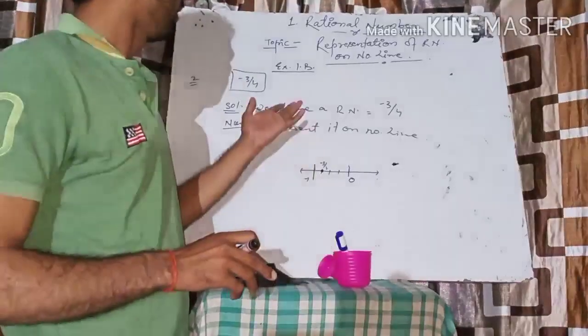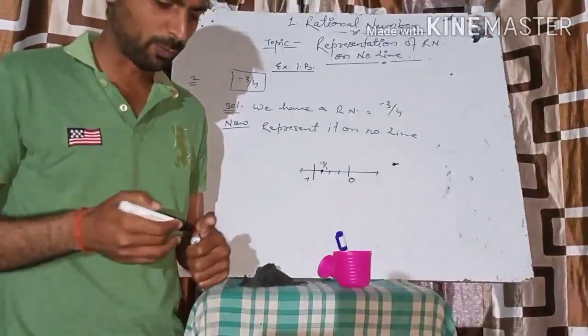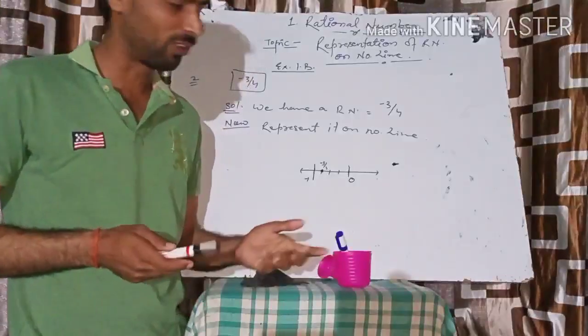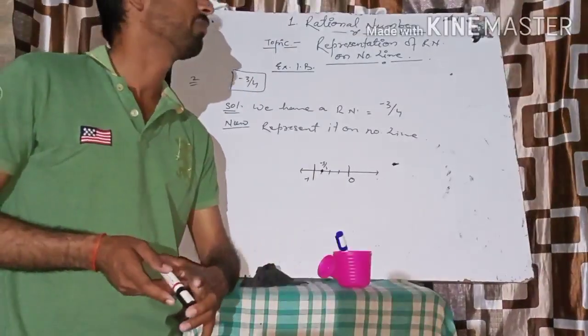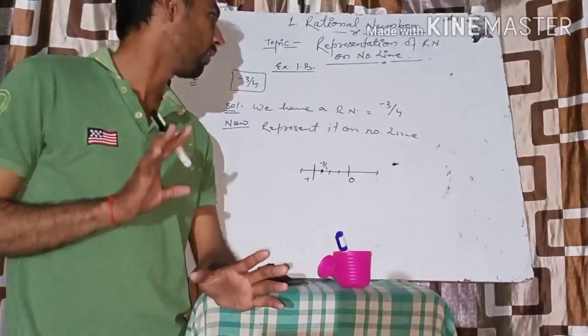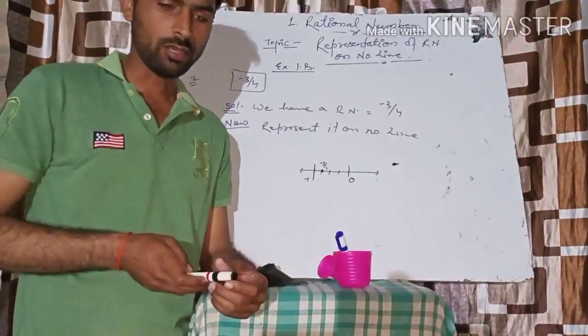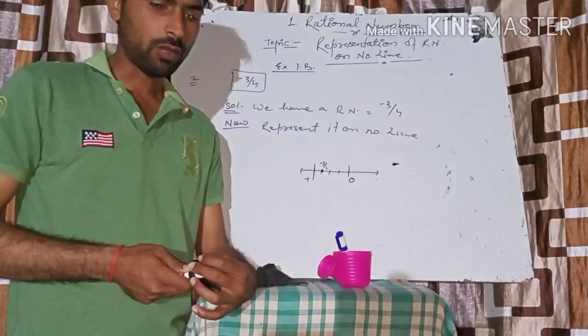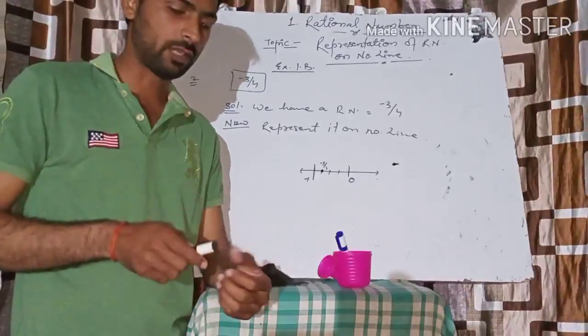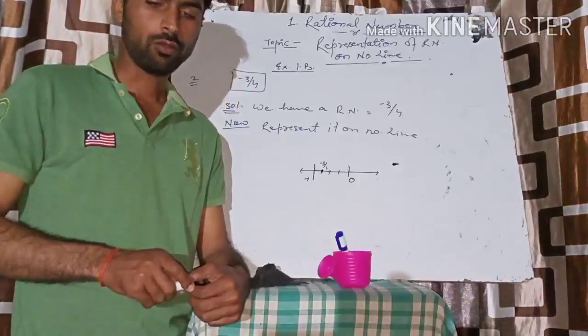In this way your exercise 1.b is complete, because only the representation of rational numbers on the number line was the one topic there, and we have already covered it. This is enough for today. Very soon I will provide the worksheet of the same topic, and you have to do it.